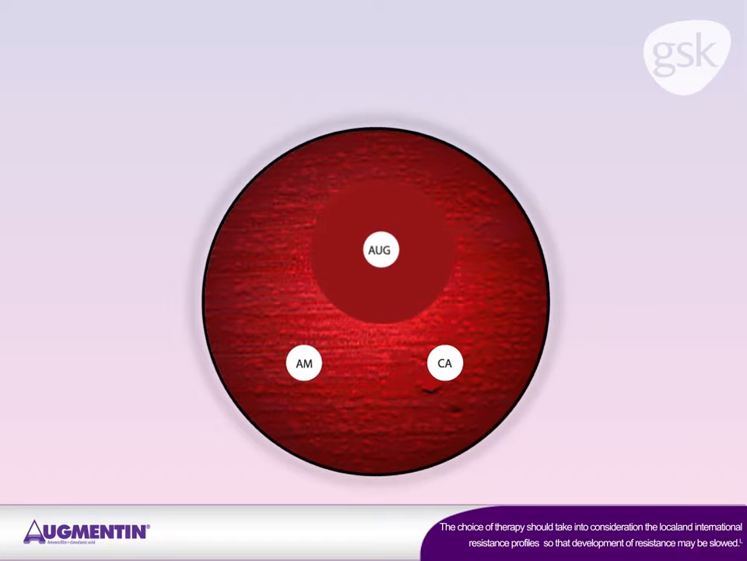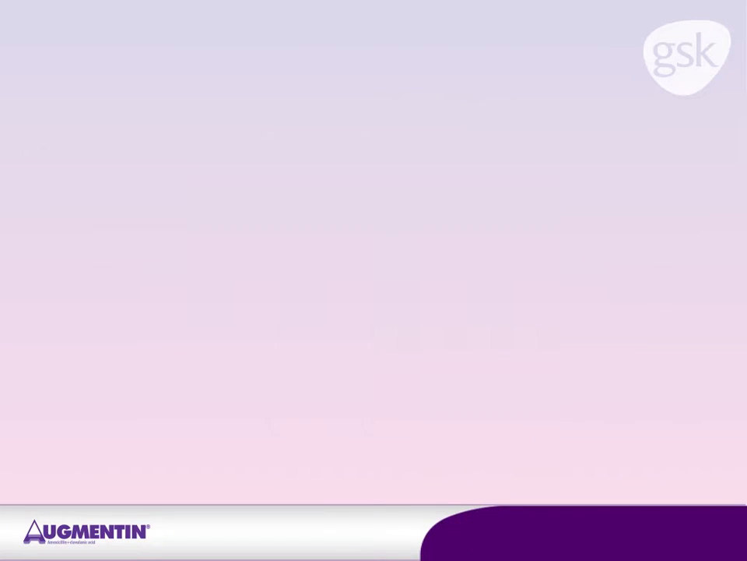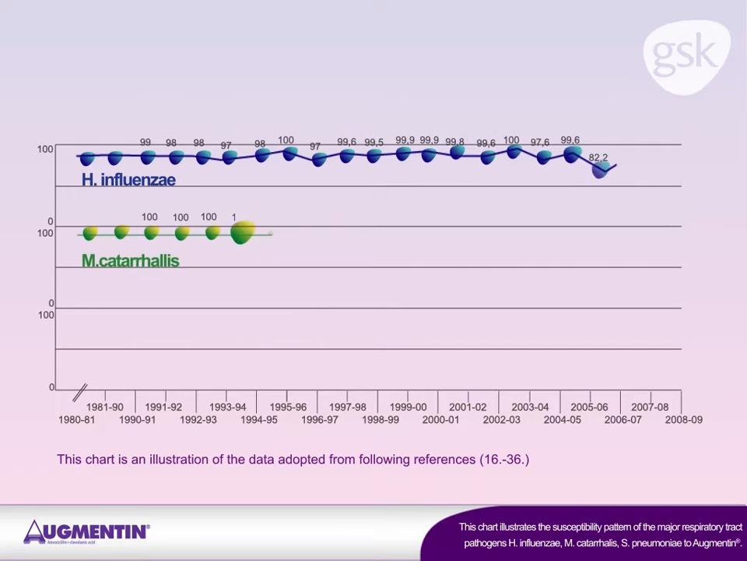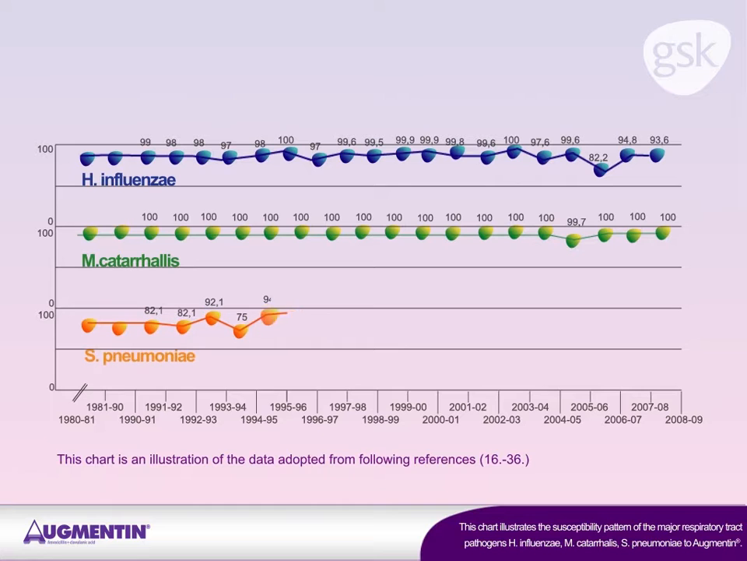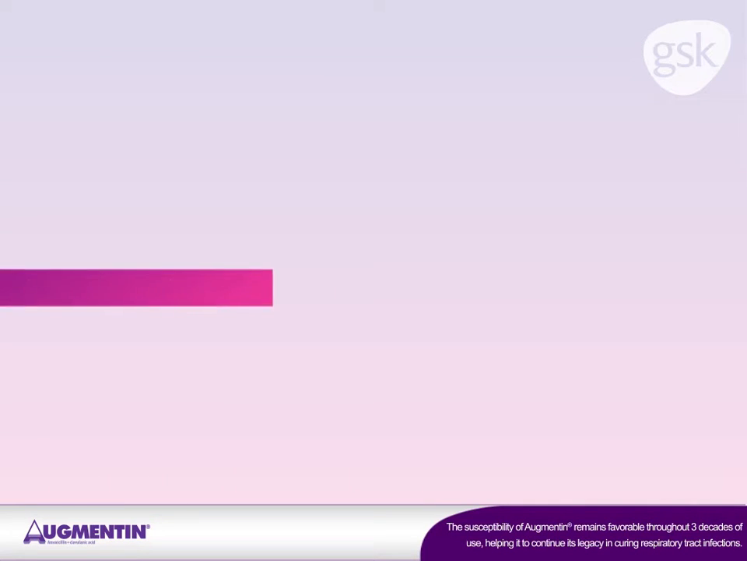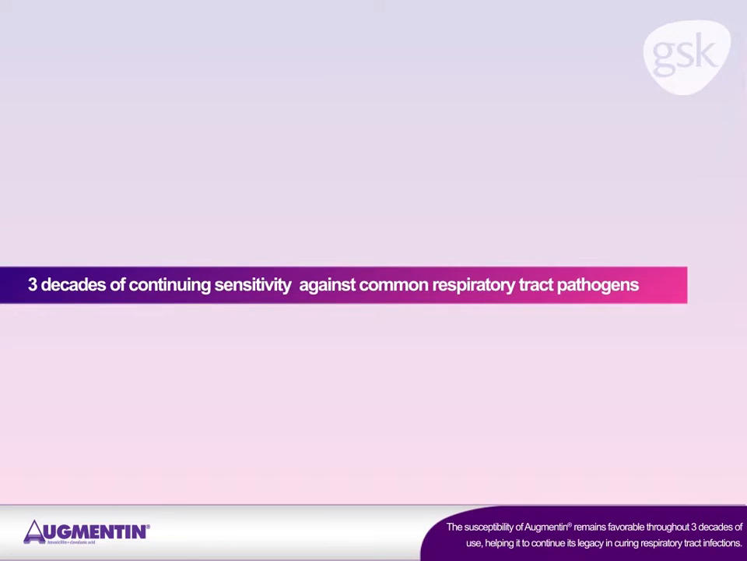The choice of therapy should take into consideration the local and international resistance profiles so that development of resistance may be slowed. This chart illustrates the susceptibility pattern of the major respiratory tract pathogens, Haemophilus influenzae, Moraxella catarrhalis, and Streptococcus pneumoniae, to Augmentin. The susceptibility to Augmentin remains favourable throughout 3 decades of use, helping it to continue its legacy in curing respiratory tract infections. Recent data indicate that clinical success rates for Augmentin in respiratory tract infections are maintained at approximately 90%.